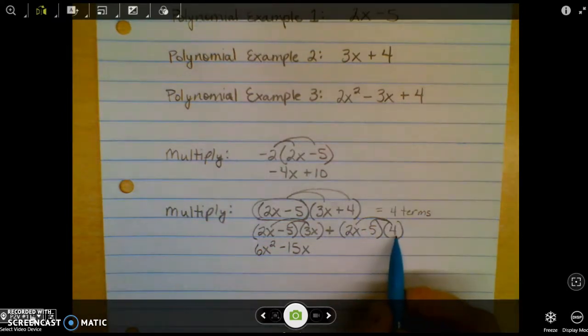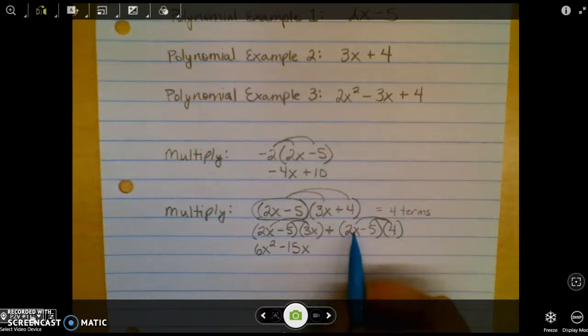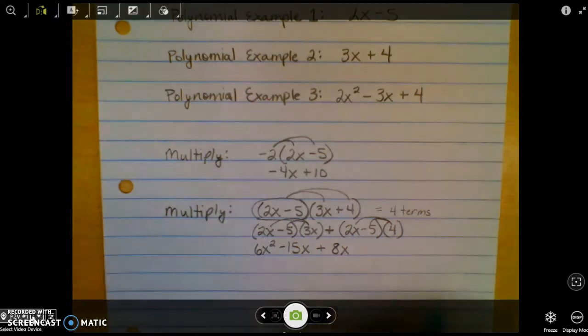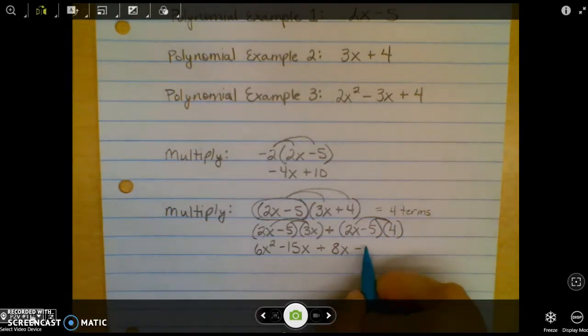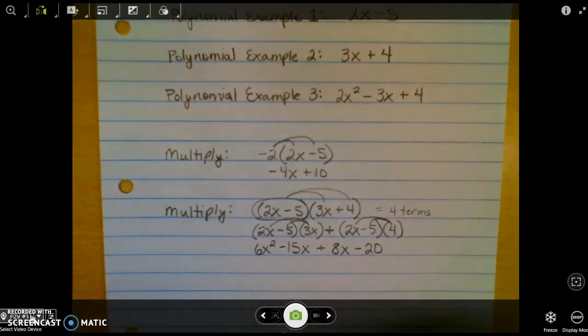In my second set of distribute, I am distributing 4. 4 times 2x, that gives me 8 as the coefficient, and x is my variable. And then I'm multiplying constant terms, so I get 4 times negative 5, which is negative 20. Now, you can see I'm done multiplying, and I have 1, 2, 3, 4 terms.